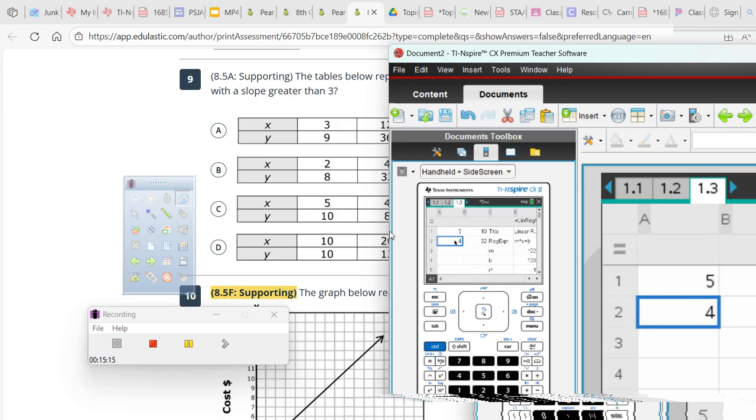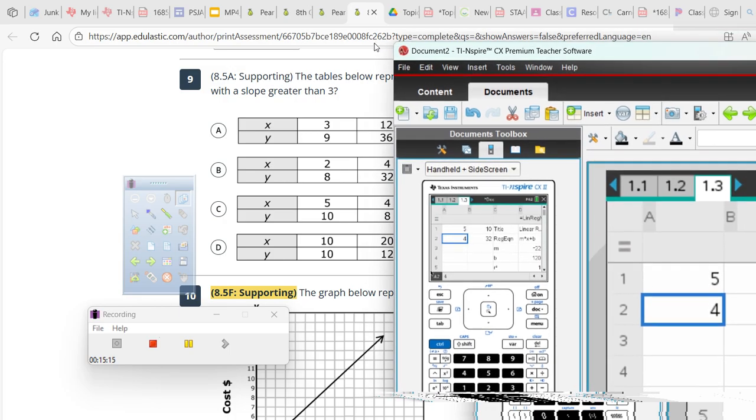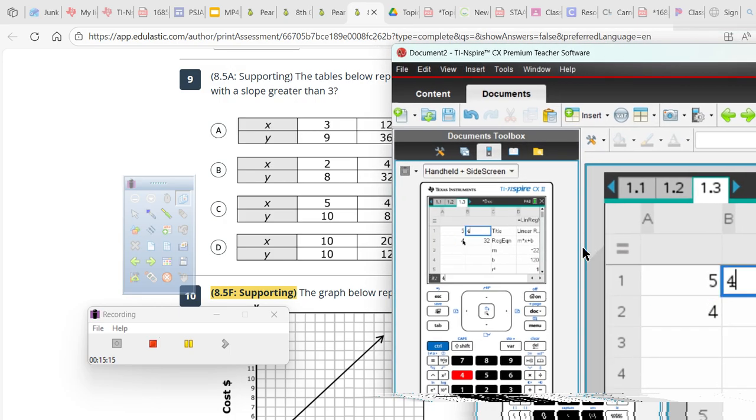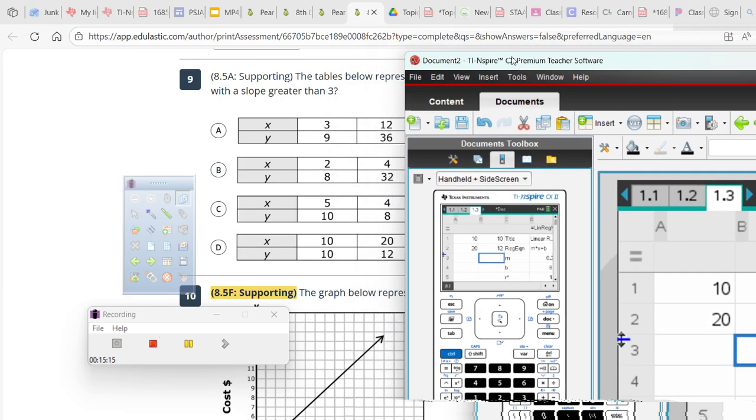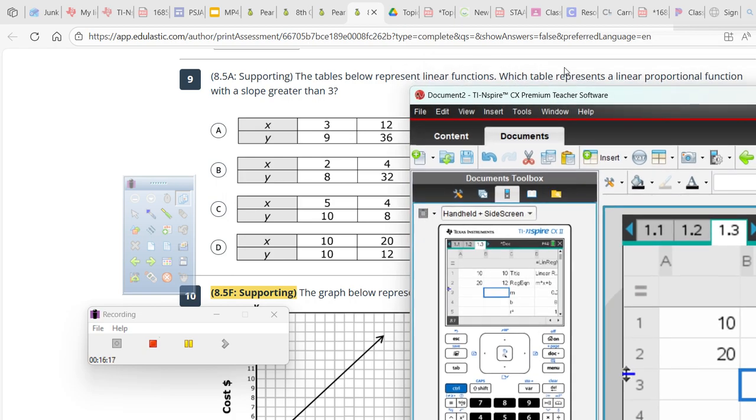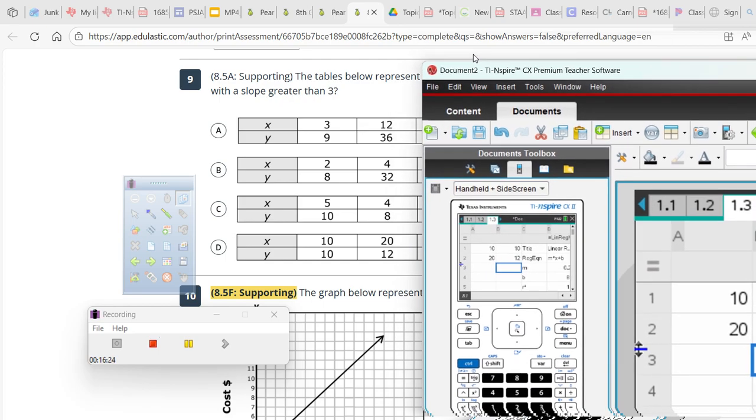Let me see what numbers are there. 4 goes with 8. Not proportional. I don't like that. And here we're going to go with 10, going with 10, 20, going with 12. So another proportional function, were they still greater than 3? I don't see any of them greater than 3, unless they put the numbers in the wrong place.